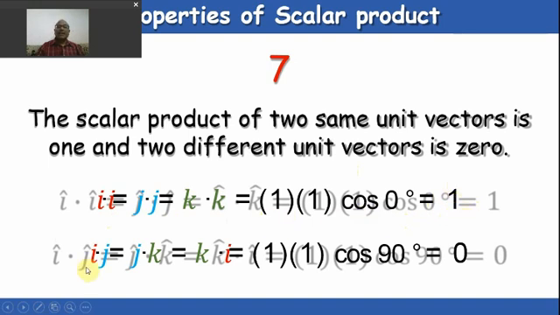But I dot J is equal to J dot K is equal to K dot I, which is 0. You can understand that I and J, or J and K, or K and I have an angle of 90 degrees between them. So cos 90 is 0 and the resultant will be 0. So the same unit vector multiplication in a scalar product will give you 1, and different unit vectors will give you 0.